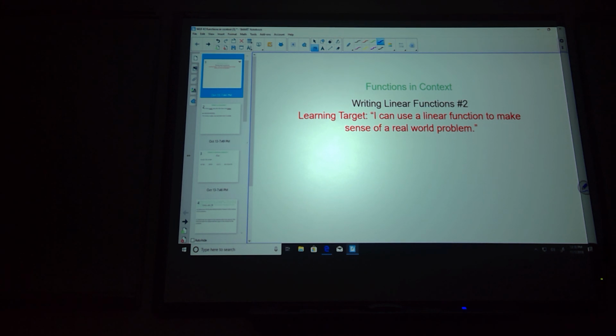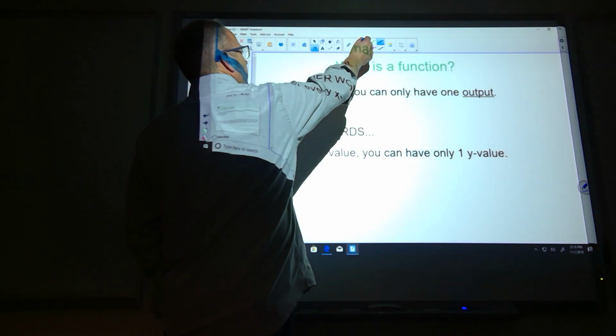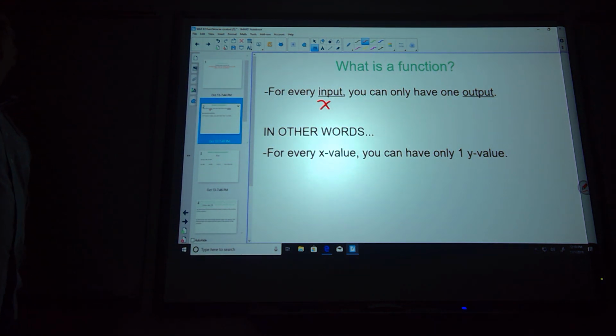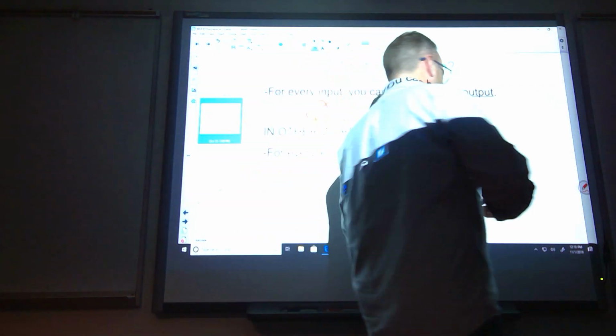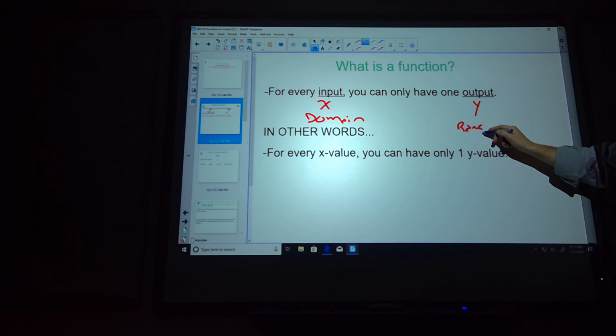We're going to bring this into real world situations because that makes math so much better when we incorporate the real world, right? Okay, so let's think about this. For every input, you have one output. What's another word for input? X. What's another word for input in X? Starts with a D, ends with an N. Domain. Okay. Output is Y. And the other word for output in Y is range. So for every X value, you can have only one Y value.